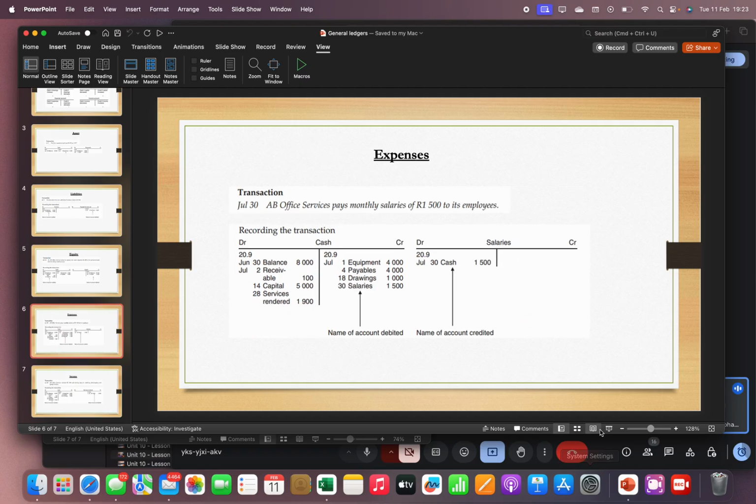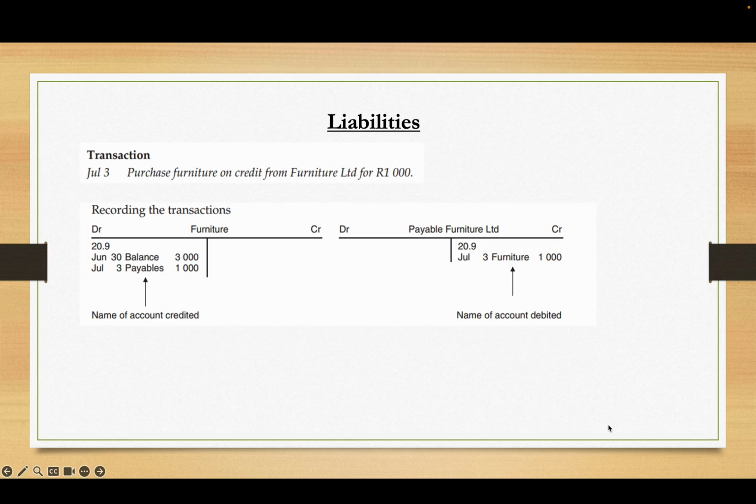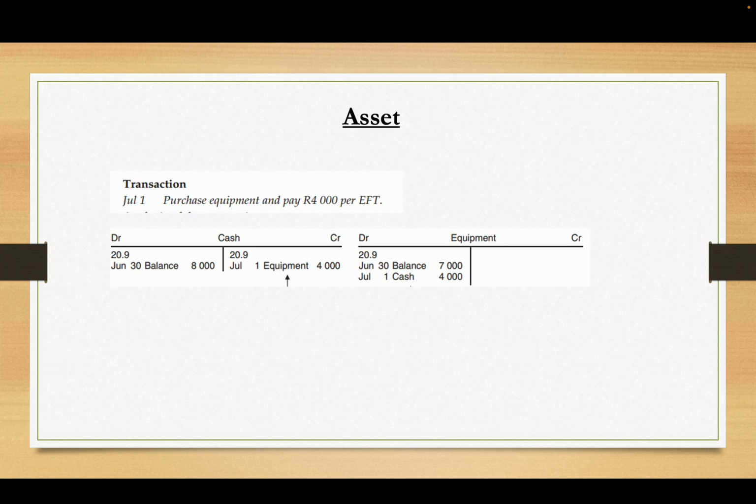Okay, so let's just go back. That was assets. Please remember plus and minus: increase on the debit, decrease on the credit. Me saying plus and minus just tells you that plus is always going to be debit, and minus is always going to be credit. Plus means an increase on the debit side. Minus means a decrease on the credit side. Please understand this. It's very, very important, guys. I cannot stress it enough.